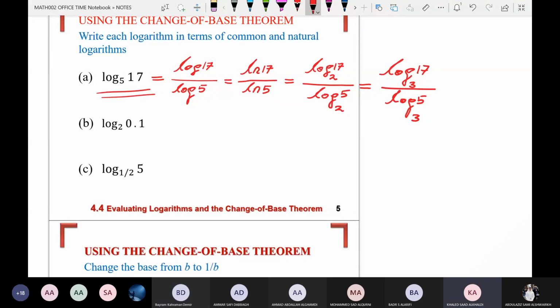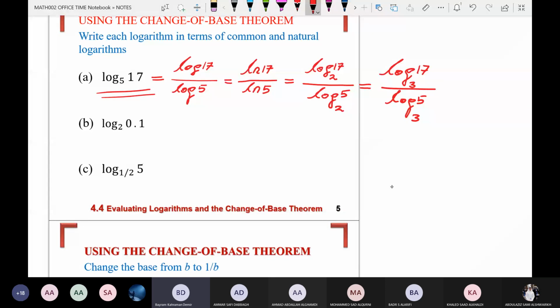But base 10 is the most common one, right? Yeah, that's why we call it a common logarithm, Shiva. Whenever you see the base is not written, that means it is base 10. And whenever you see ln, that means we are talking about base e, right?